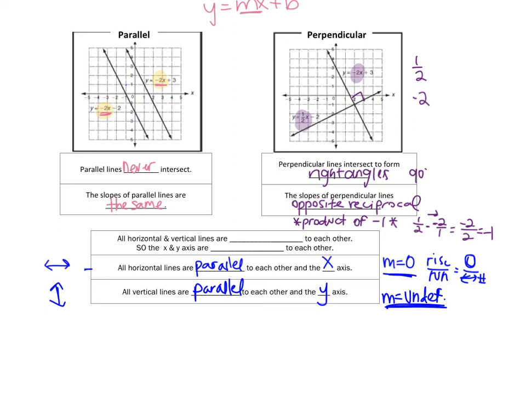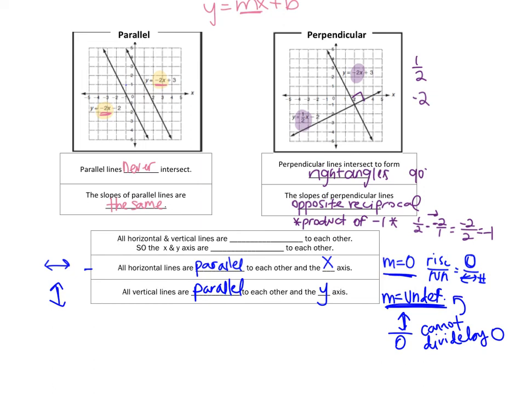So, undefined. The reason is you're going to be rising and falling, but we're not going to be running. We can't divide by 0. Cannot divide by 0. So that's why it's undefined. All right?